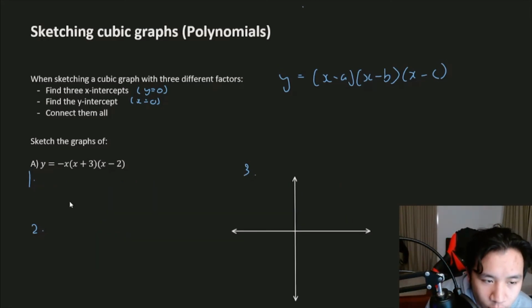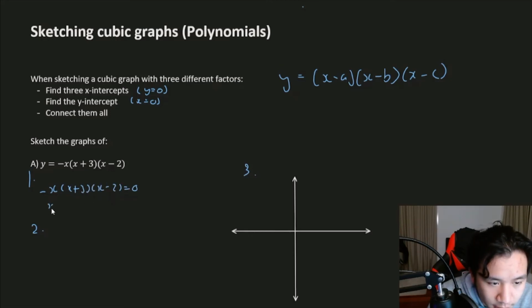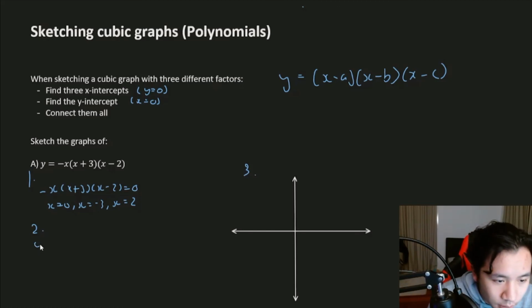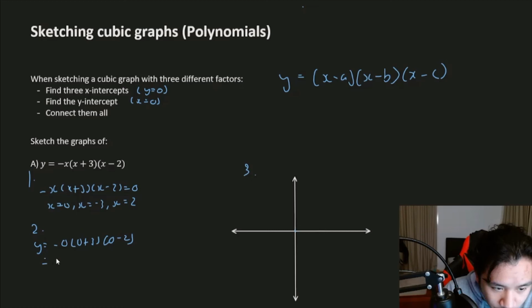All right, so let's go through one more question. We need to find the x-intercepts, so that is when y is equal to 0. So x will be equal to 0, minus 3, and 2. Now the y-intercept is when x is equal to 0, so y is equal to minus 0, 0 plus 3, 0 minus 2. And this is equal to 0.